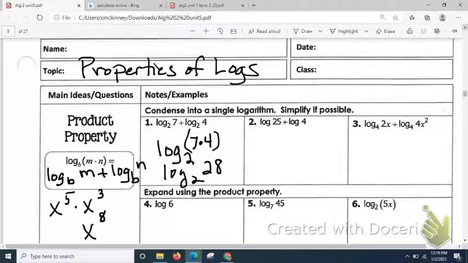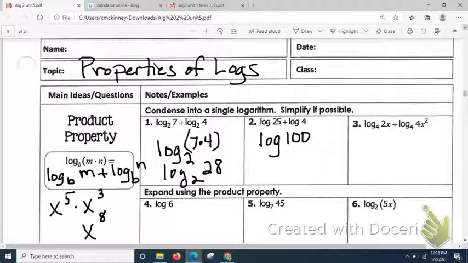Now sometimes they're not going to be whole numbers. Sometimes they're going to have variables, not just numbers, not constants. And that's why we need to know what the rule is, because we won't always just be able to do that. So here, these are both common logs, and then 4 times 25 is 100.